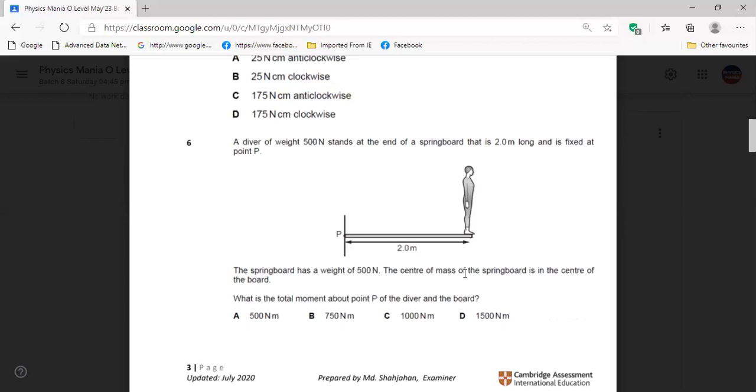And so the total moment is the moment of the diver and the moment of the springboard.